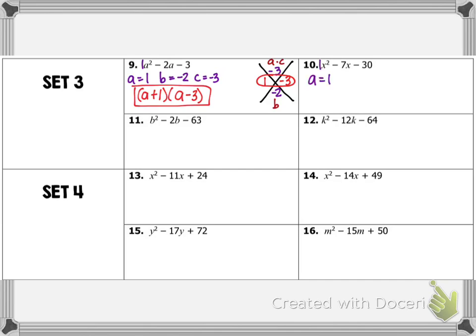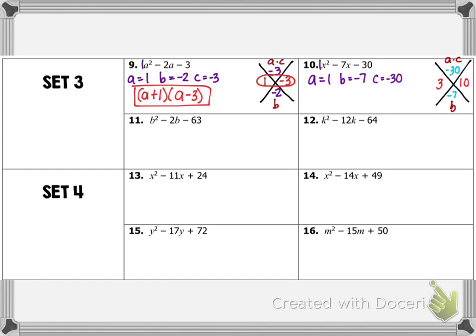Okay, let's label a, b, and c. A is 1, b is negative 7, c is negative 30. Draw the x. We're going to put a times c on the top and b on the bottom. A times c is negative 30 and b is negative 7. So now you have to think of what numbers multiply to negative 30. Okay, so we know 5 and 6, but that's not going to add up to negative 7, right? There's no way we could put negatives in any of these to make it add up to negative 7.